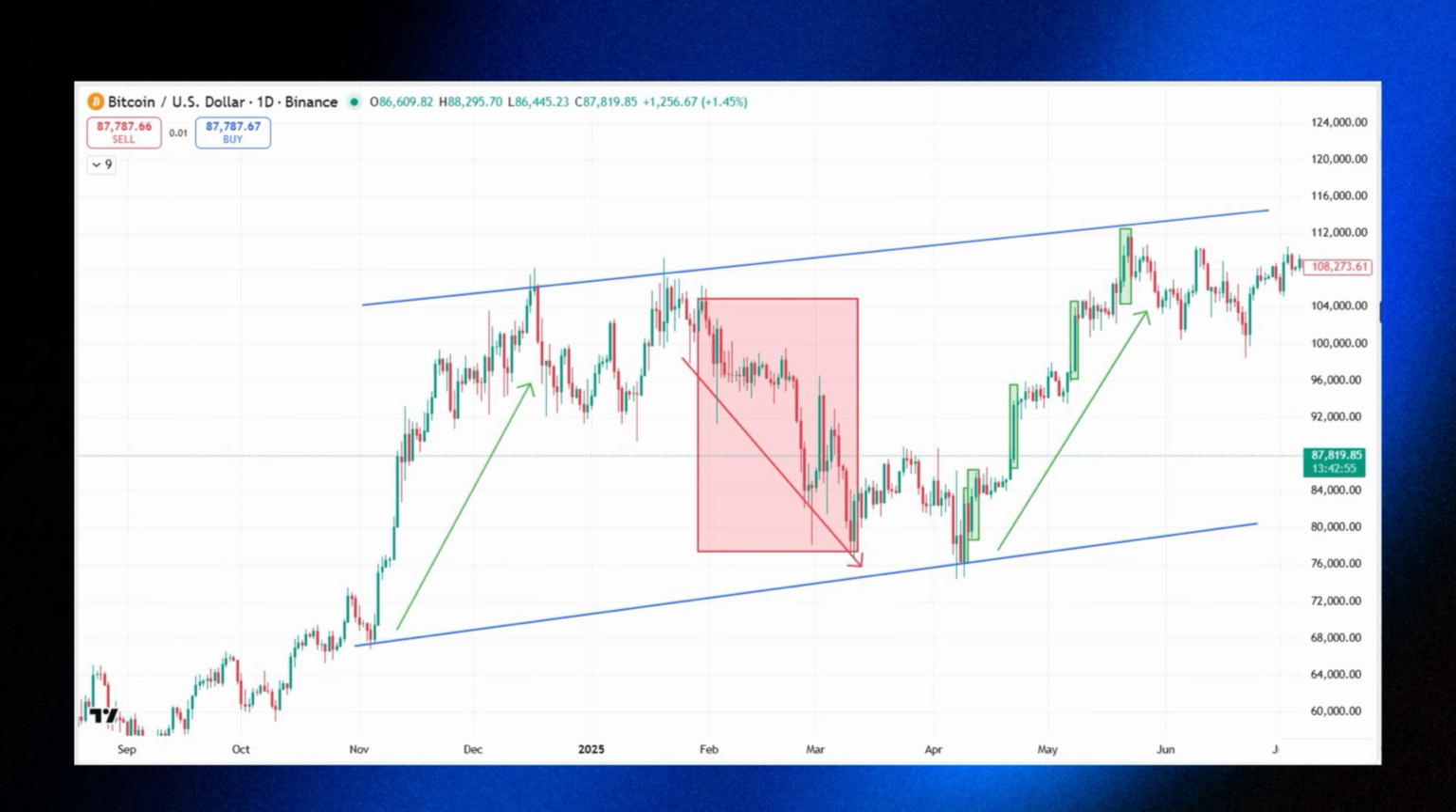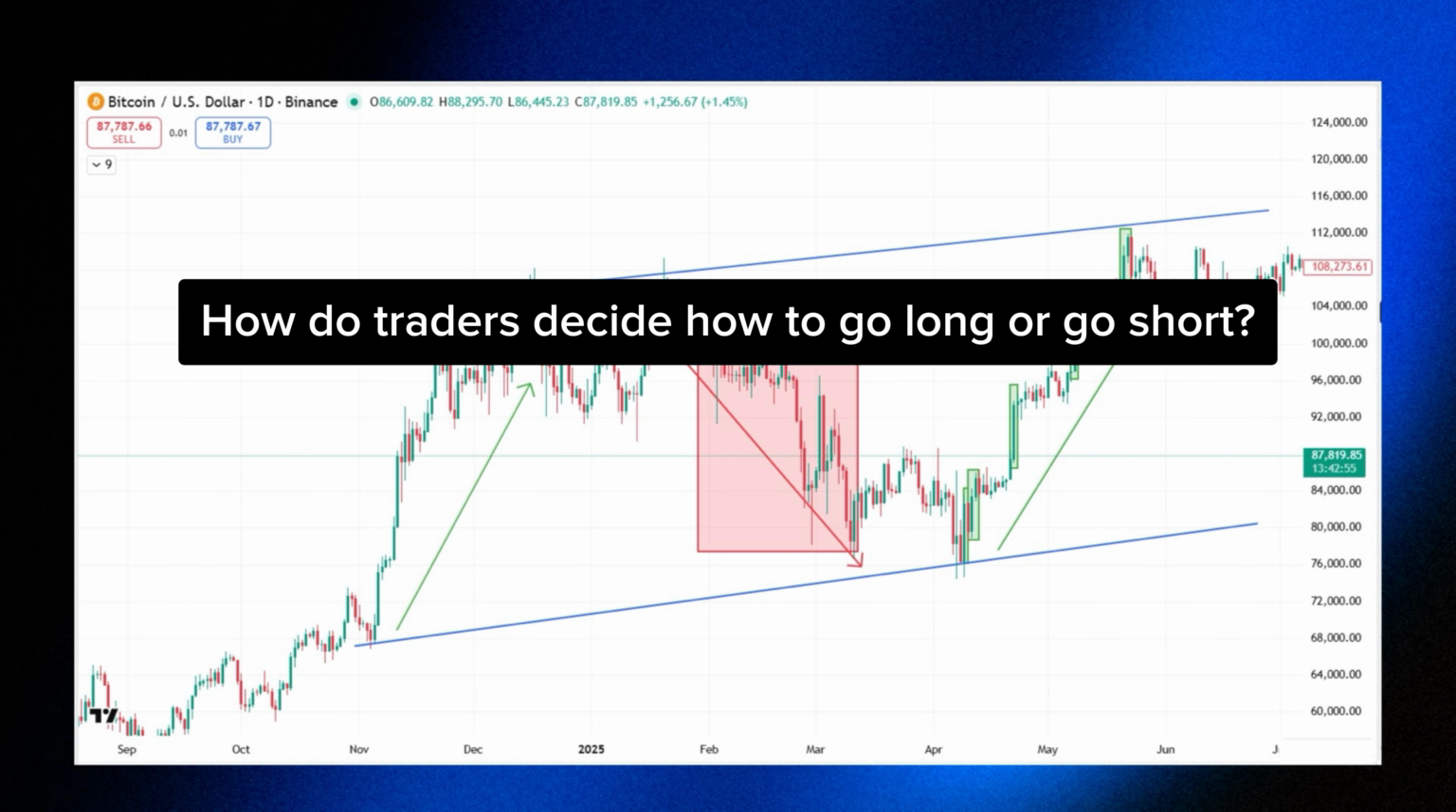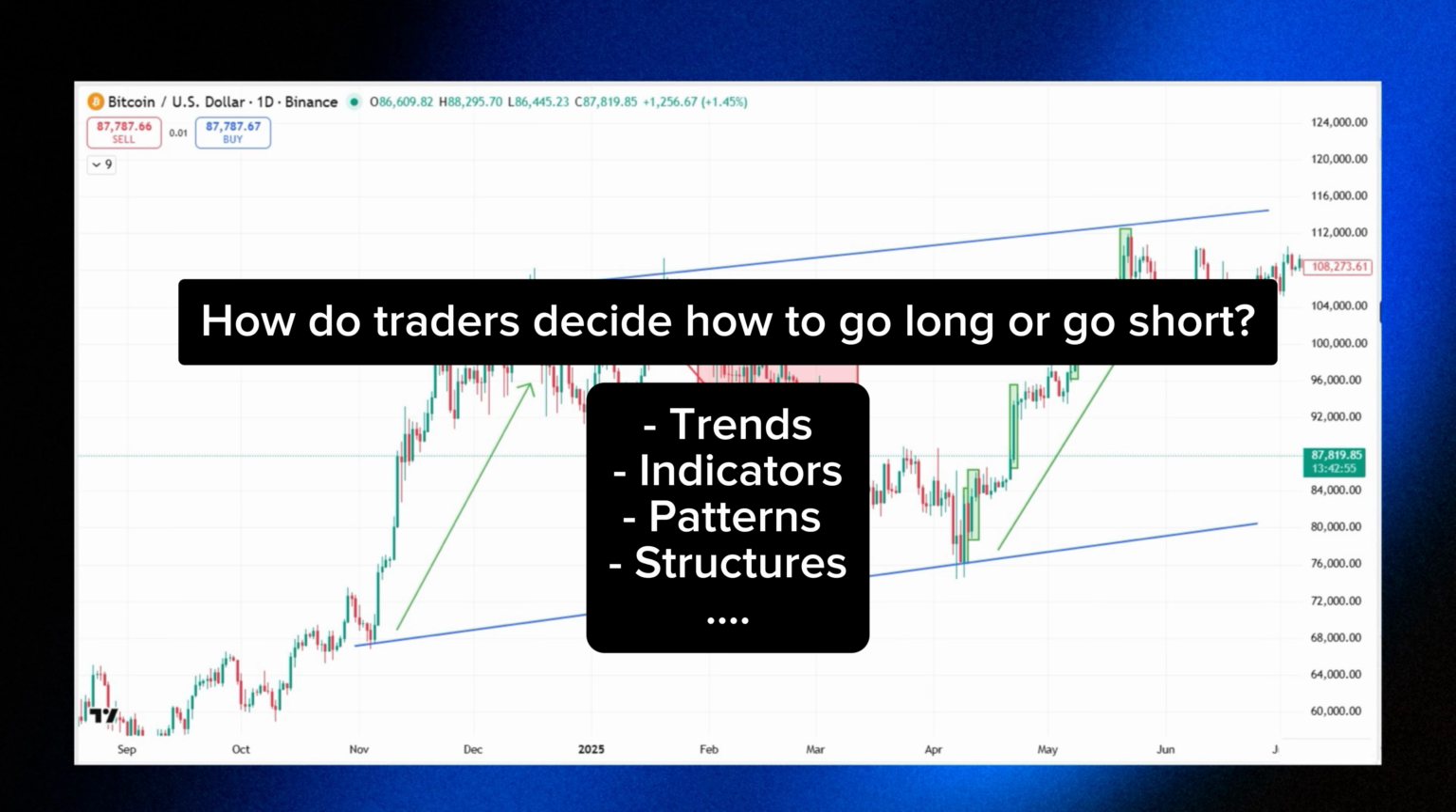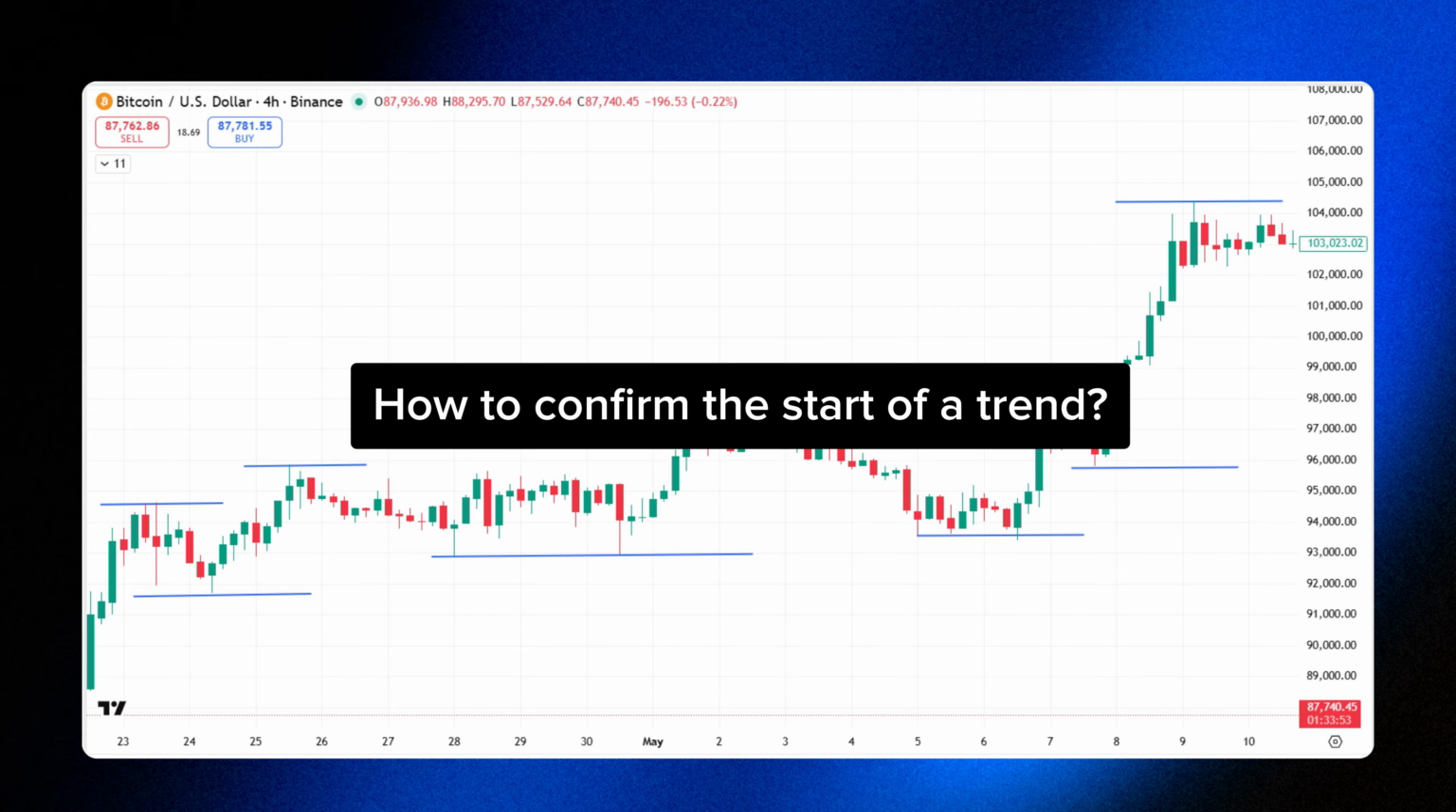And you might wonder how traders decide to go long or go short, and this is where technical analysis comes in. Trading is all about probabilities, and you need to make a decision that has a high probability to happen. So we look at many things: trends, indicators, patterns, structures, and build an idea based on what's most likely going to happen. Based on that, we decide if we want to go long or go short. I'll go much deeper into this later, so don't worry about it now. And next, I'll talk about confirming trends and spotting a reversal.